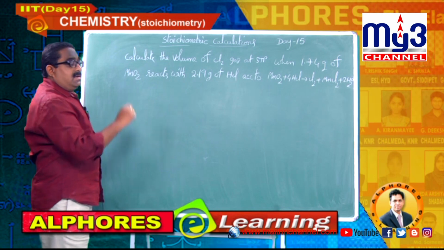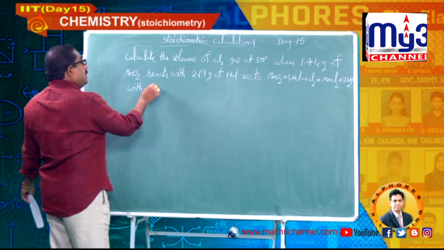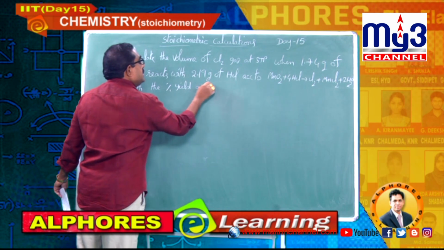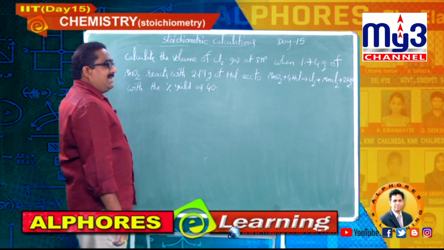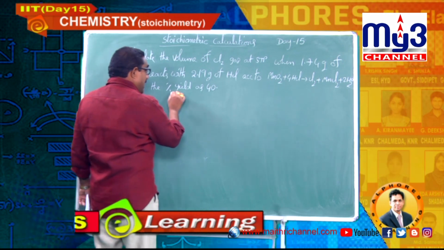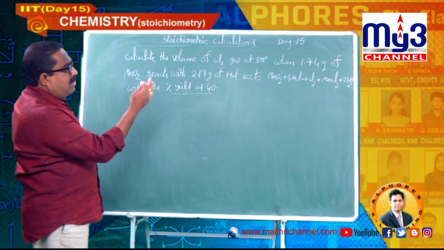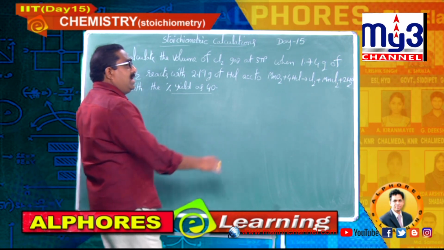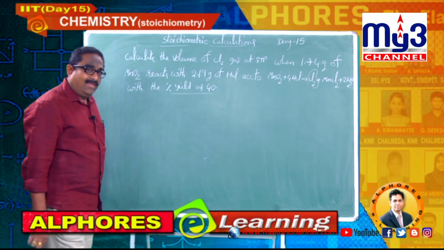According to the equation, with the percentage yield as 40. This is the question. He has given percentage yield also, and he has given the amount of reactants involved in the reaction, and finally we have to calculate the volume of chlorine obtained in this process.